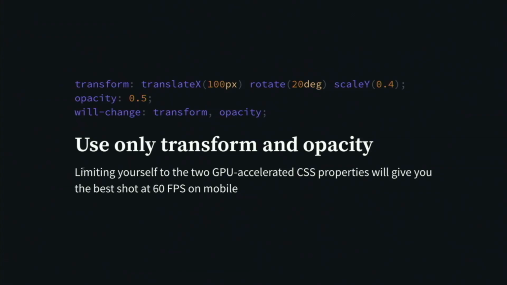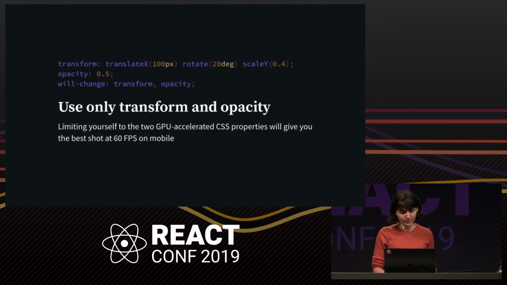The first tip I have is cliche, basically. If you've read anything about performance in animation, you know that you should only be using GPU accelerated properties like transform, just transform and opacity. And that will really make a big difference. It's not just something people say. It will definitely improve the performance of your animations.